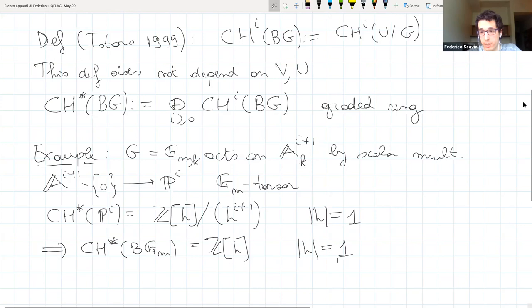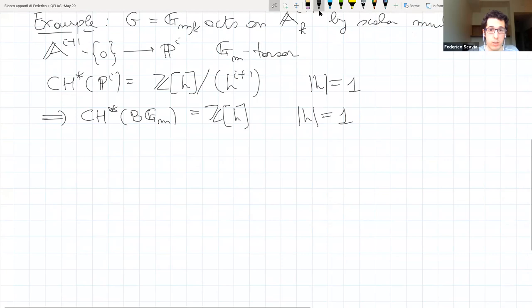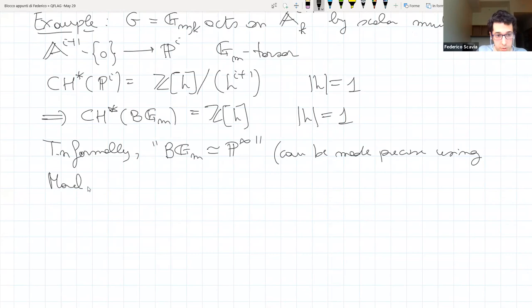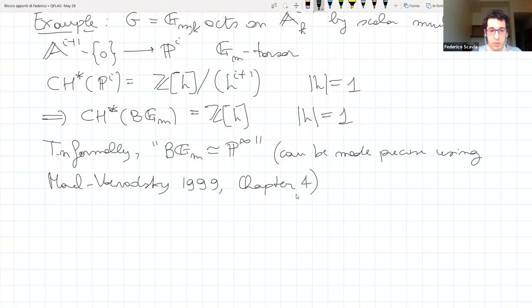So formally, this is a manifestation of the intuitive fact that BG_m is somehow equivalent to P^infinity. Of course, this is not precise as stated, but it can be made precise using the work of Morel and Voevodsky in 1999, specifically chapter 4 of the paper. And using this paper, one can also define the Chow groups of BG, but it's again the same definition.